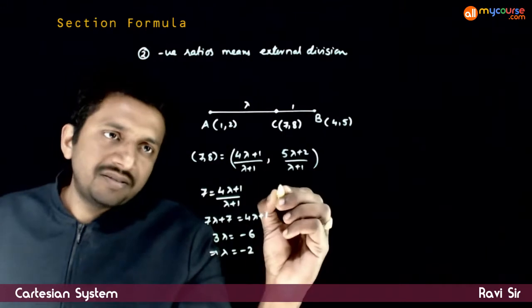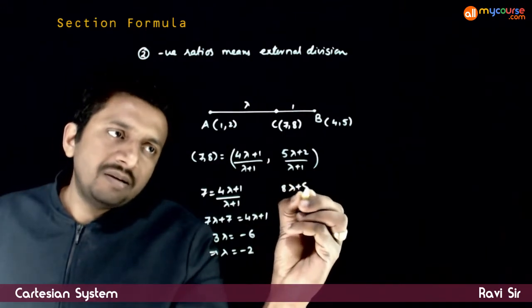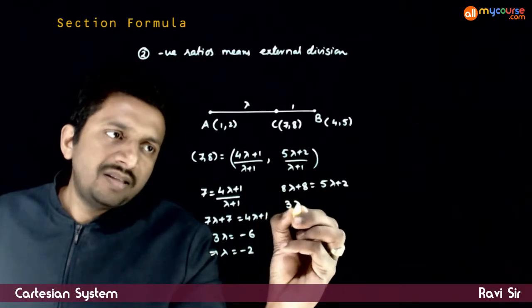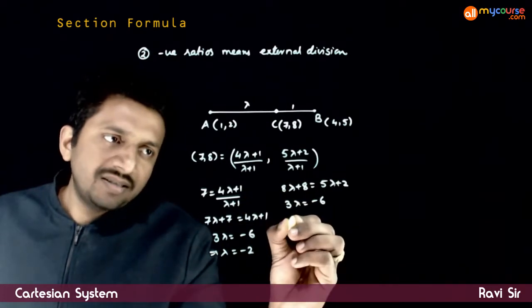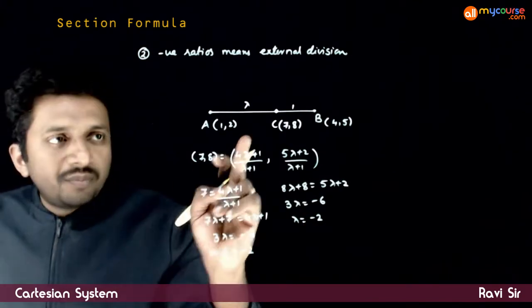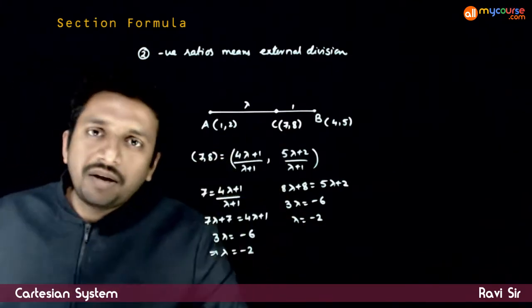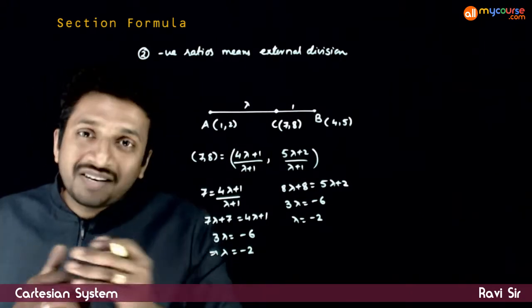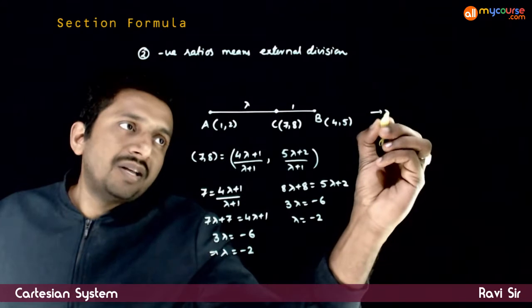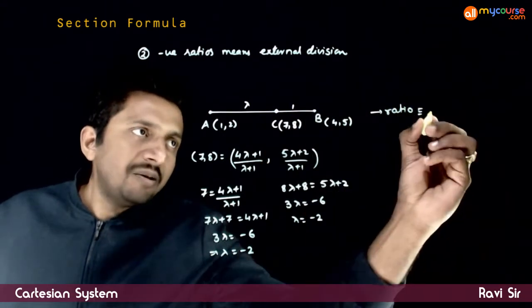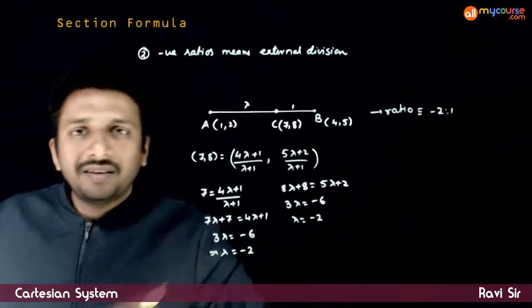From the y coordinates, 8 lambda plus 8 is equal to 5 lambda plus 2. 3 lambda is equal to minus 6. Lambda is again equal to minus 2. So from both x coordinates and y coordinates, you're getting the same value of lambda. So what is the ratio? The ratio is lambda is to 1, that is minus 2 is to 1.